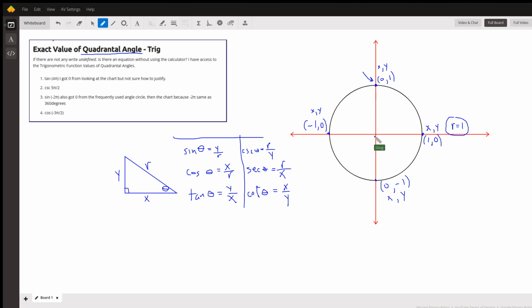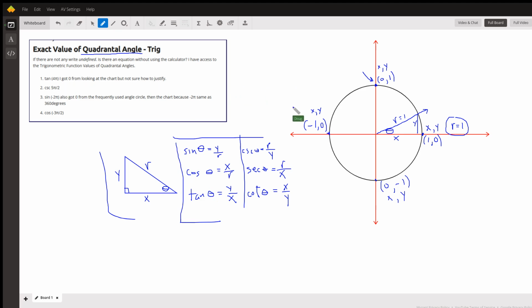And if you think of a little reference triangle for some angle theta, this segment right here is the opposite side. This is the adjacent side. And the hypotenuse is always equal to 1. So here I've redrawn that triangle over here, and the sine of the angle is opposite over hypotenuse, y over r. And similarly for the other 5 trig ratios.